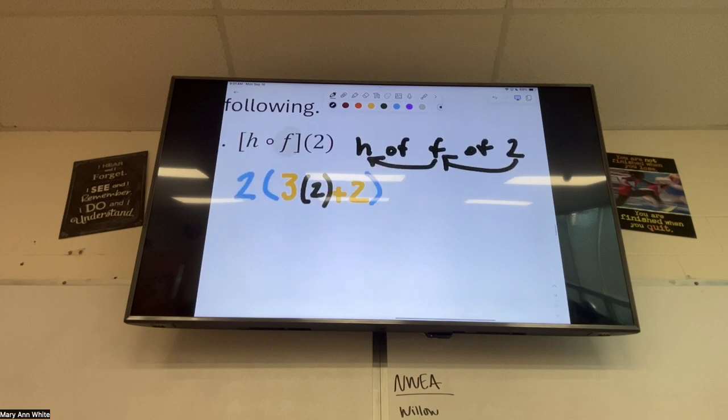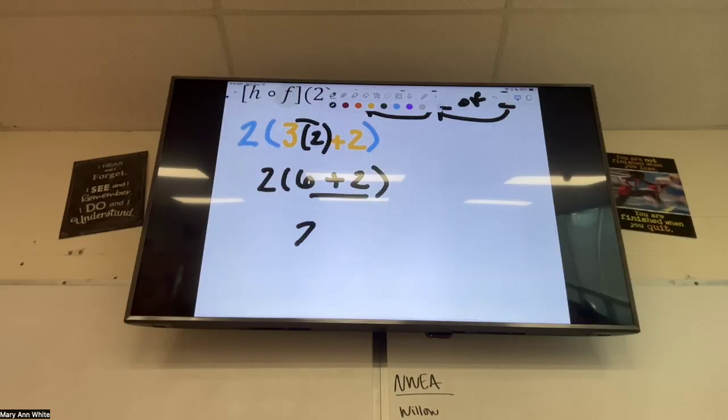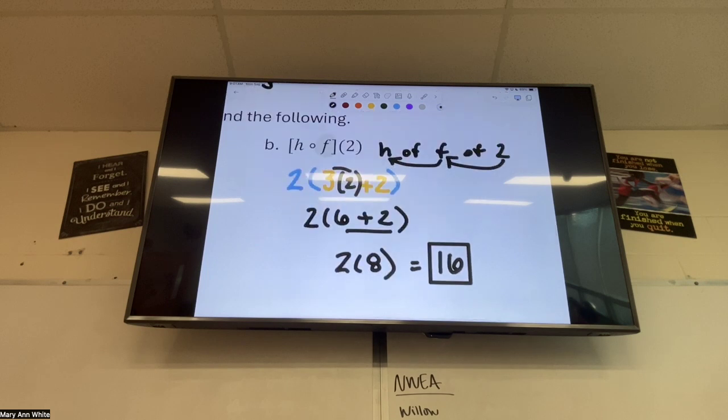All right, so let's start solving. We're going to do PEMDAS, just like we've done every other time. We're simplifying this. We'll multiply our 3 times our 2. 6 plus 2 is going to be 8. And then 2 times 8 is going to be 16. Okay.